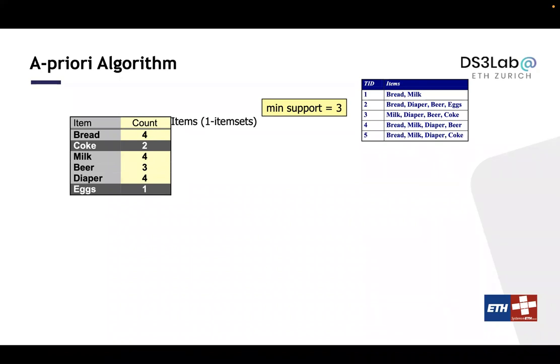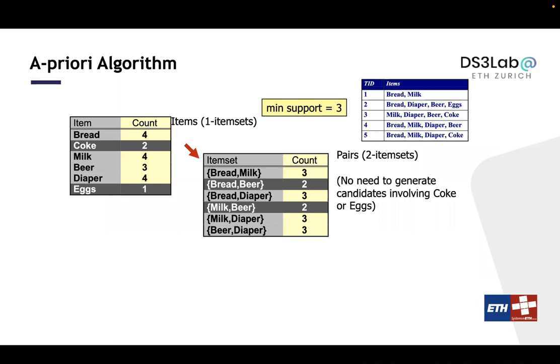And then you can already see that if your support threshold is three, there are two items that are not going to be frequent. Coke itself is not frequent because it only appears twice. X itself is also not frequent because it only appears once. And then what you are going to do is take this and generate a bigger candidate item set.